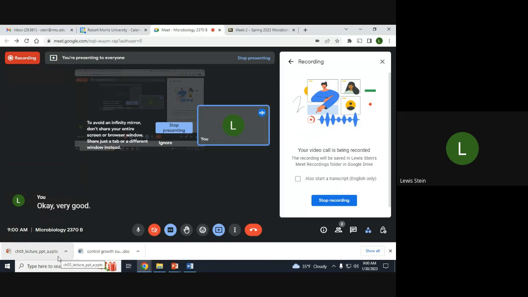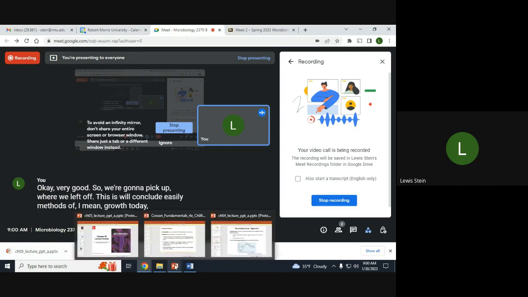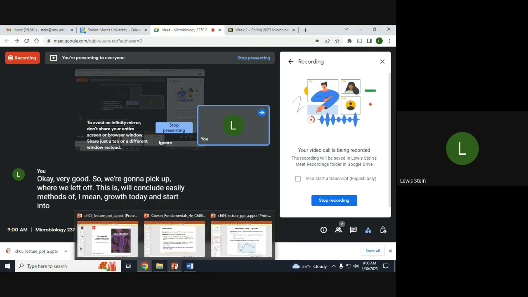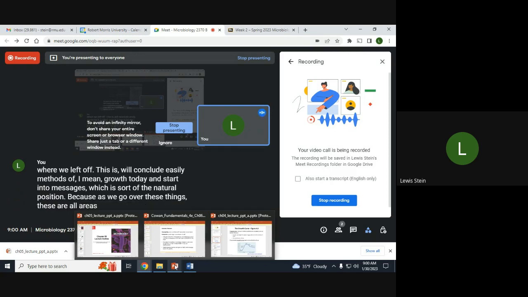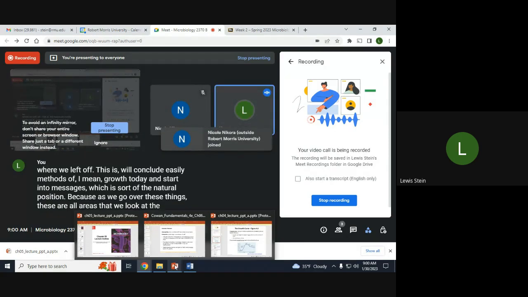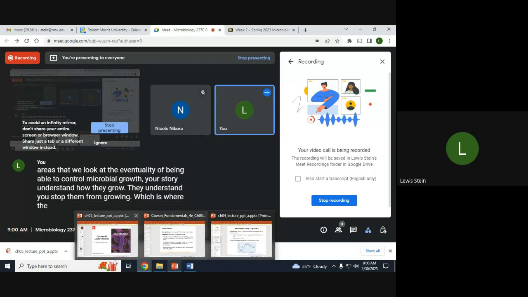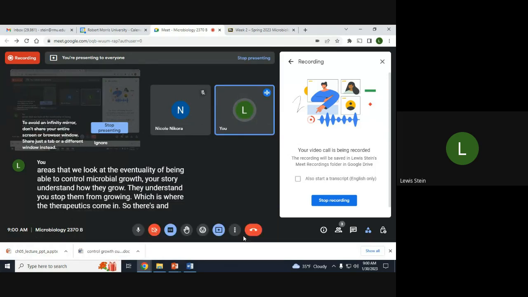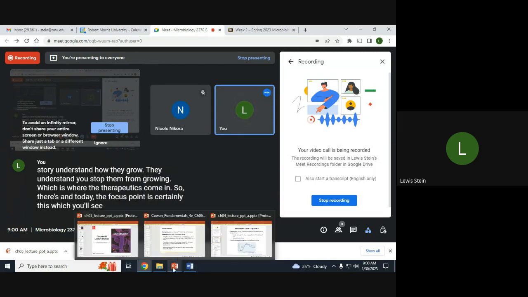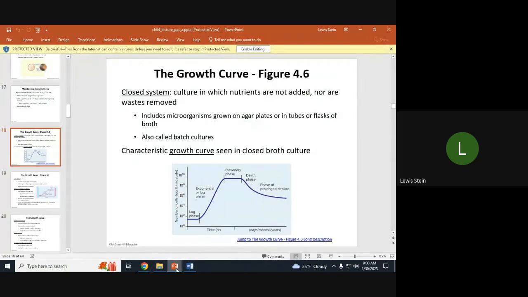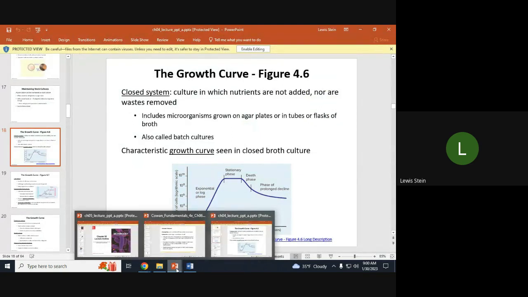So we're going to pick up where we left off. We'll conclude methods of growth today, and start into methods of control, which is sort of the natural transition. Because as we go over these things, these are all areas that we look at with the eventuality of being able to control microbial growth. It's the old story. Understand how they grow, then you understand how you stop them from growing, which is where the therapeutics come in. Today the focus point is certainly this, which you'll see very shortly. This guy, the bacterial growth curve, that you can see over there. So we'll get back to that in just a second, and let me get started here.